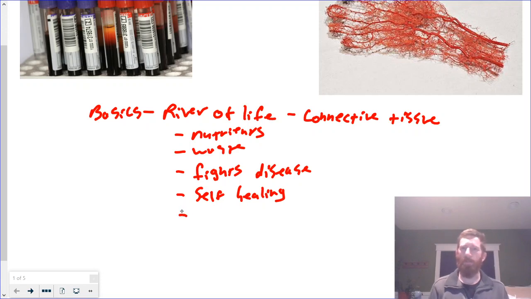Neurons can't say that. Muscles can't say that. Well, if you just injure it a little bit, I guess. But if you completely tear a muscle, you're done. You need surgery. It's not coming back from that. So self-healing, wound repair.